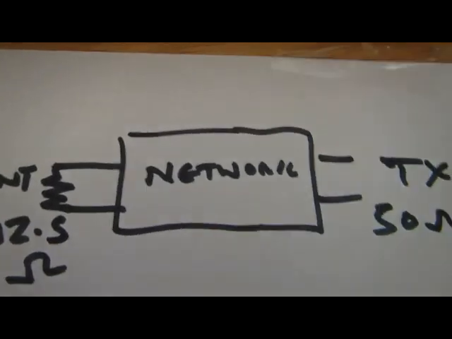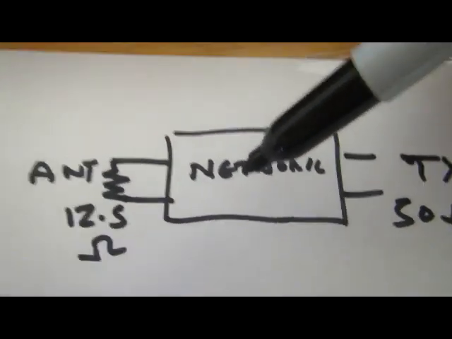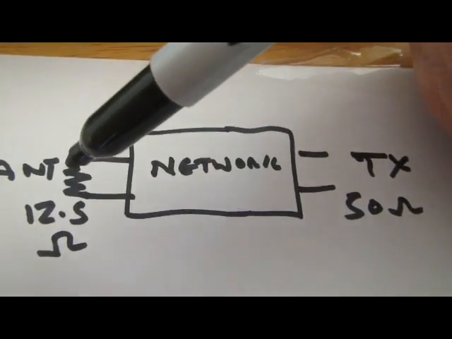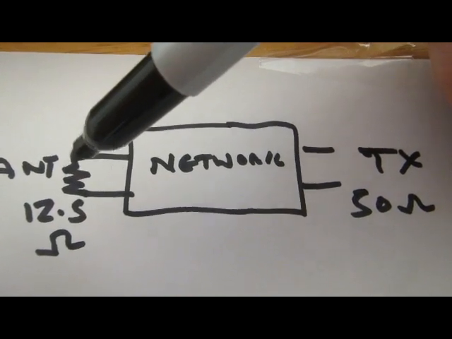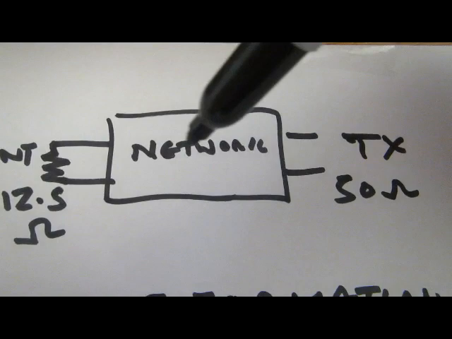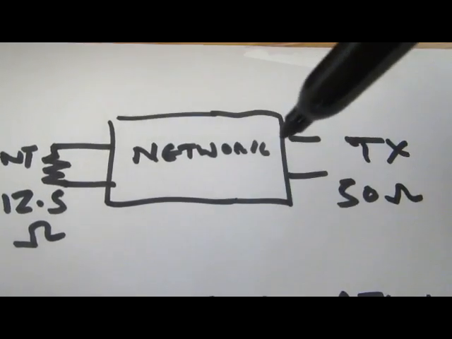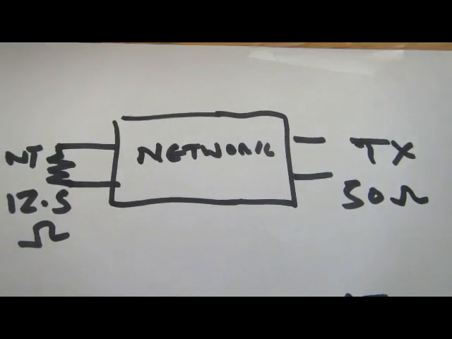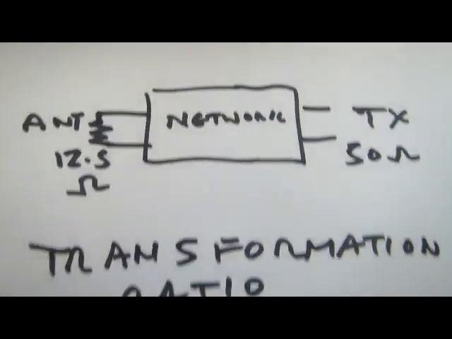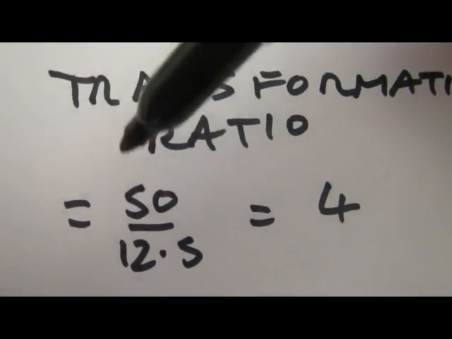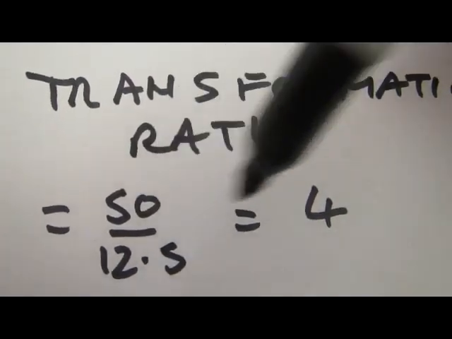So I've just depicted a matching network that we're going to use. In this case, this antenna here is a 12.5 ohm resistance, and for the transmitter we're looking to get 50 ohms here. So this is giving us a 4 to 1 step up going this way. We call that the transformation ratio. That's the starting point. So the transformation ratio is 4.